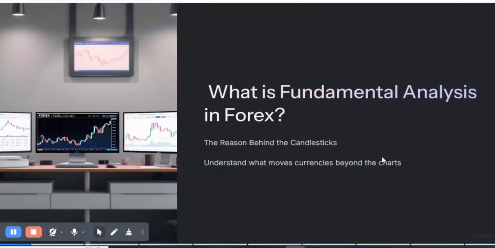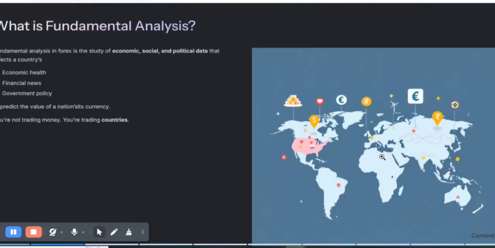So today we'll be talking about fundamental analysis in Forex, right? We are going to understand the reason behind the candlesticks, and also how or what moves currencies beyond the chart. Most of us are familiar with the chart, we are familiar with technical analysis, but we don't know why the market moves, right? We already know how it moves, or we at least have an understanding of how the market moves, right? But we don't know why it moves the way it moves, right?